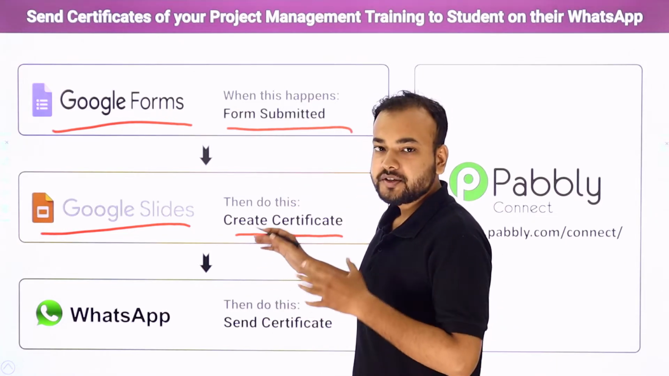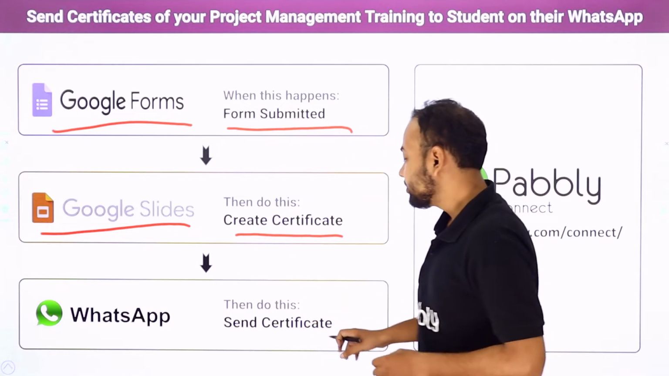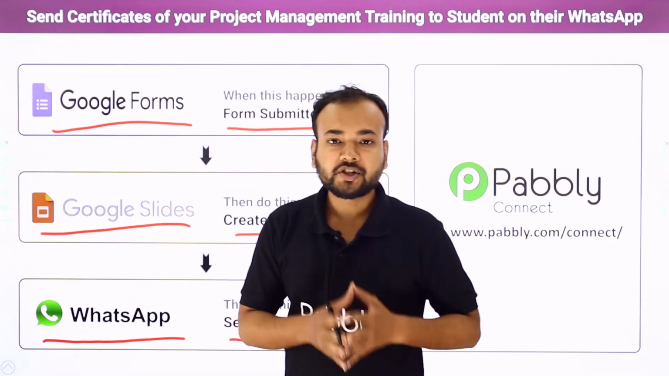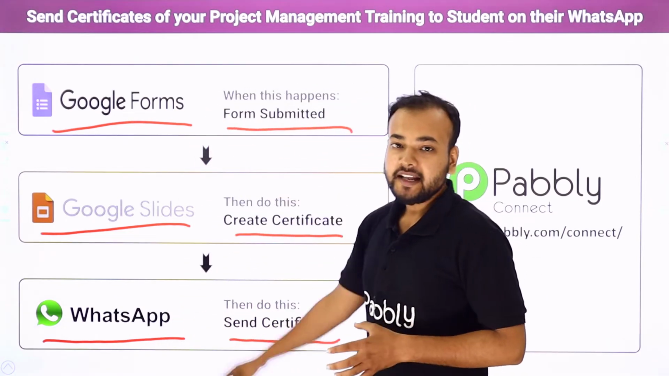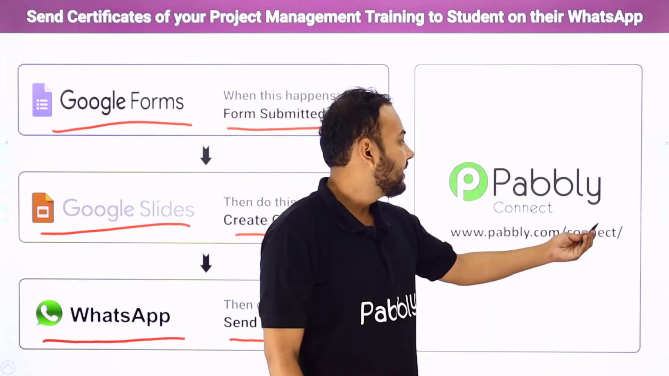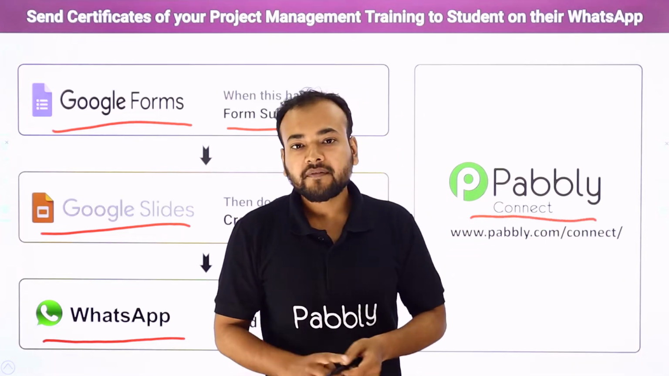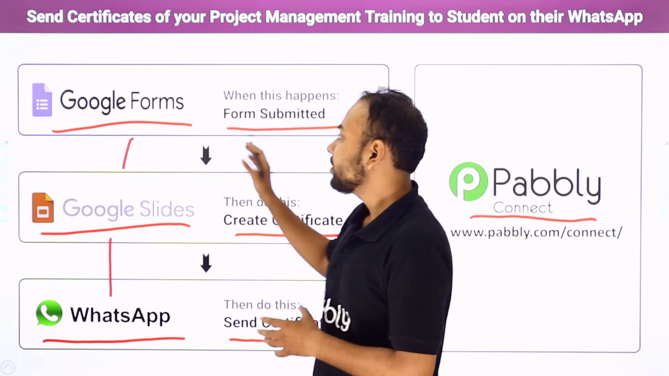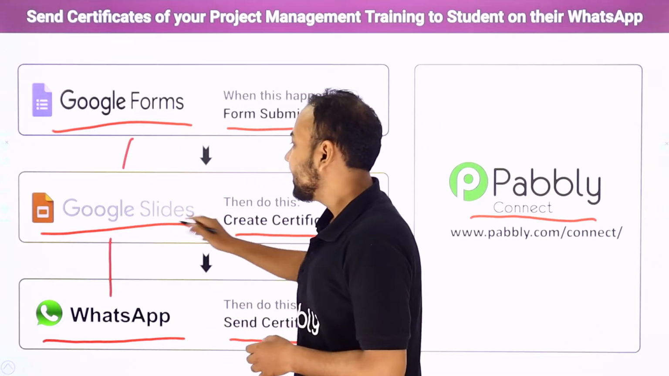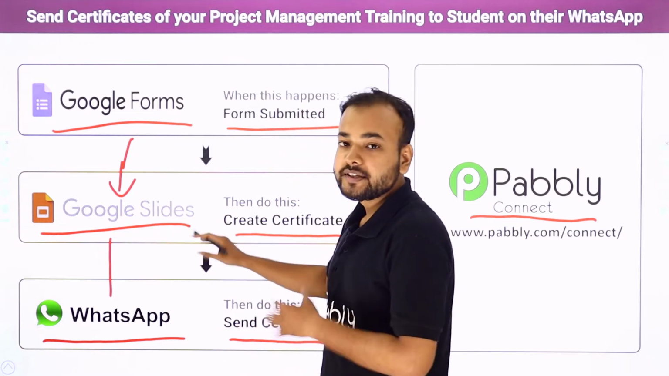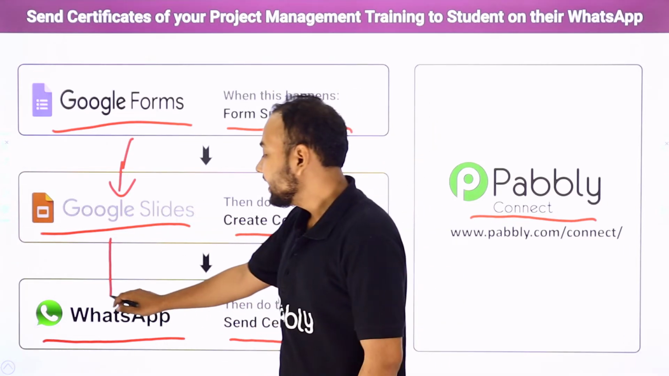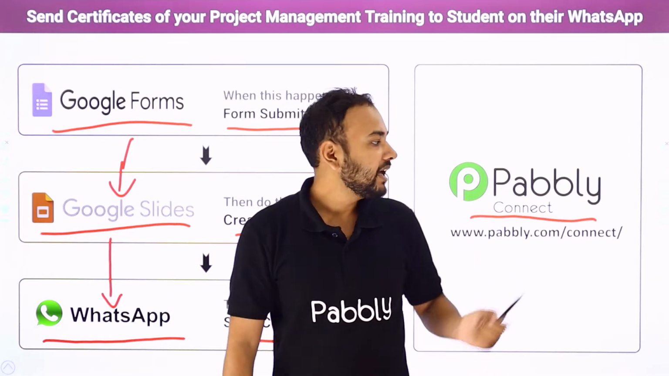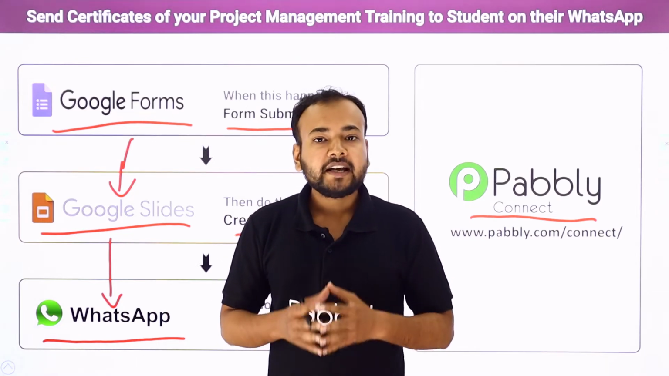Now after creating the certificates, you are going to send those certificates with the help of WhatsApp, which is a very widely used instant messaging application. Now to make this process automatic, we are using a software called Pabbly Connect. What Pabbly Connect will do is connect these three applications, and as and when you receive a form submission here in Google Forms, a certificate gets automatically created here with the help of Google Slides, and the same certificate gets automatically delivered here on the WhatsApp account of your student. Yes guys, this can happen with the help of Pabbly Connect, which is an automation and integration software.